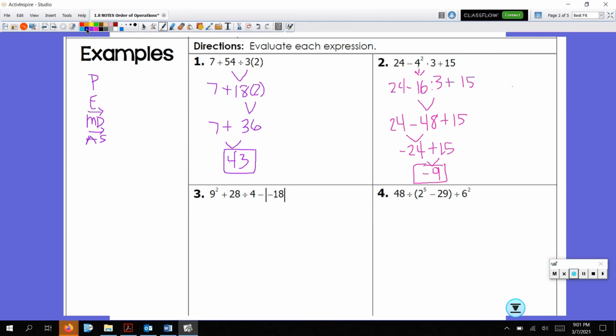All right, number 3. Here we go. I see absolute value bars right here. Remember, absolute value is a measure of distance. It's always positive. So absolute value of negative 18 is positive 18. I'm going to bring everything else down. Next on the list is exponents. 9 squared is 81.